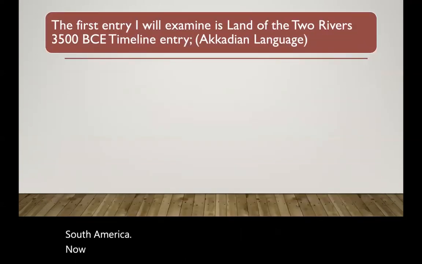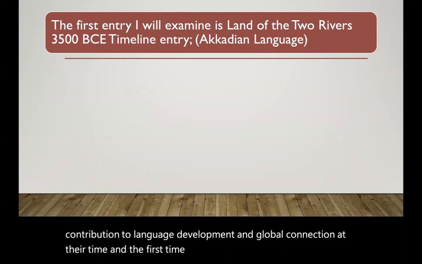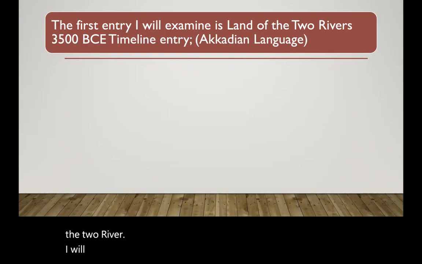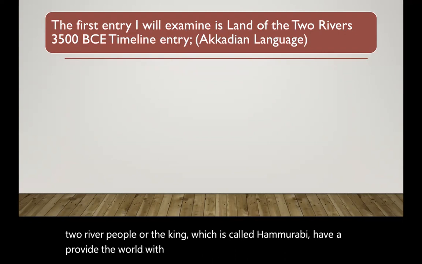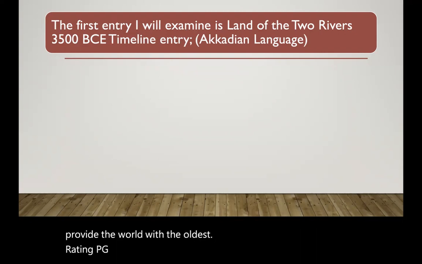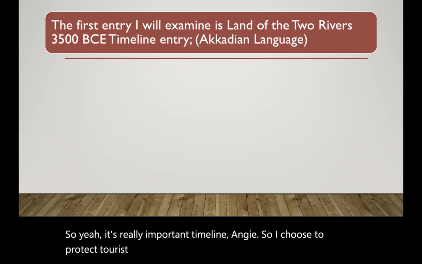Now let's look at each timeline entry closely and discuss their contribution to language development and global connection at their time. The first timeline entry we will look at is the Land of the Two Rivers. I will start with it because the people of the Land of the Two Rivers, or the king called Hammurabi, provided the world with the oldest written piece in the world today. So it's a very important timeline entry, so I chose to put it first in my capstone.